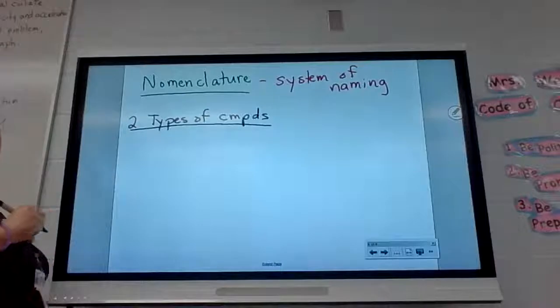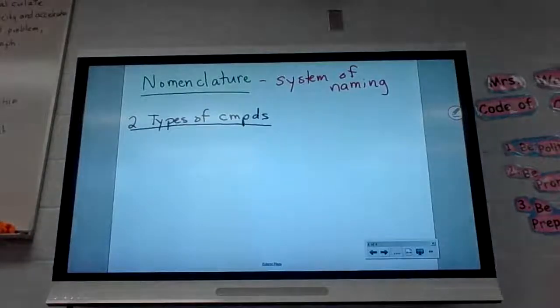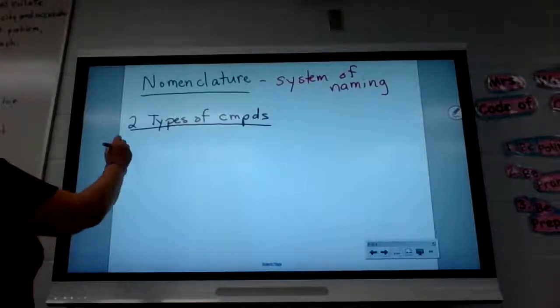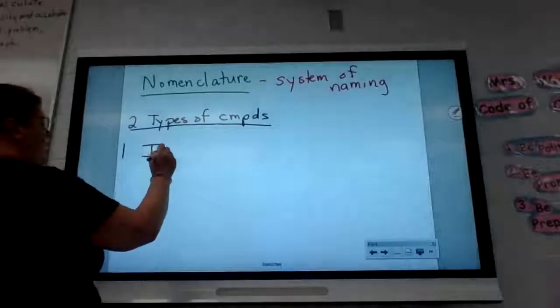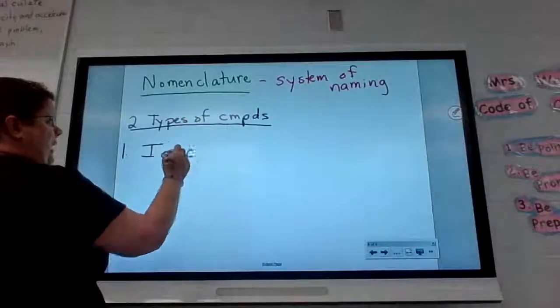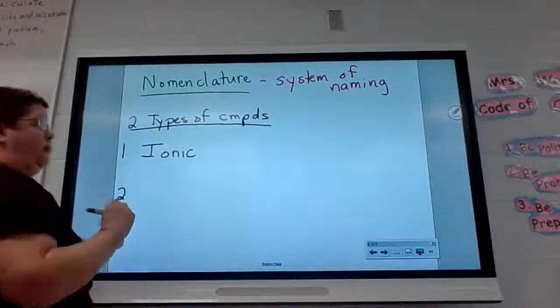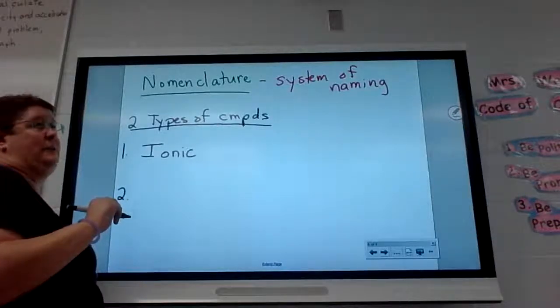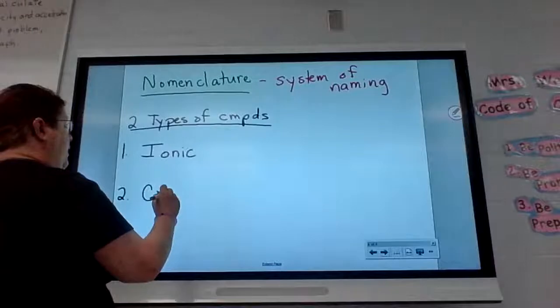There are 2 types of compounds we're going to learn to write the names of. And there's 2 systems we're going to use. We'll talk about the 2 types of compounds first. You might remember this from another science class, because this part should be review for us. The 2 types are ionic, which we're going to start with today, and covalent, which we will probably get to sometime Thursday.